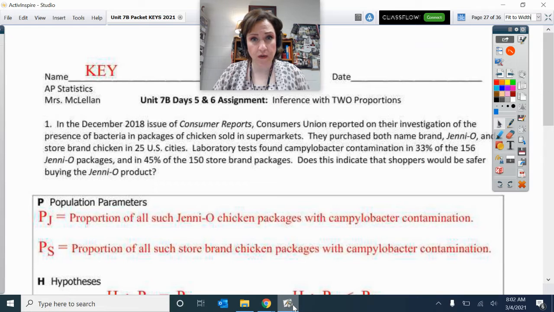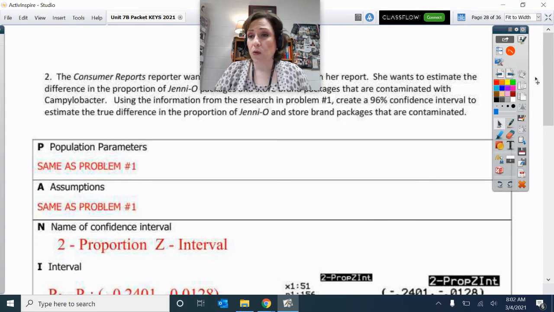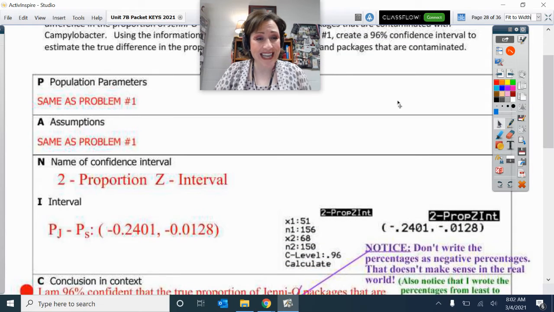All right, let's finish going over the inference with two proportions. In the previous video, on day 5, you did the two phantoms about Genio and store brand packages of contamination. Just to refresh your memory, we decided that we had evidence that the proportion of Genio packages contaminated is significantly less than the proportion of store brand packages that were contaminated. I did not make you restate the problem, the parameter, or the assumptions.